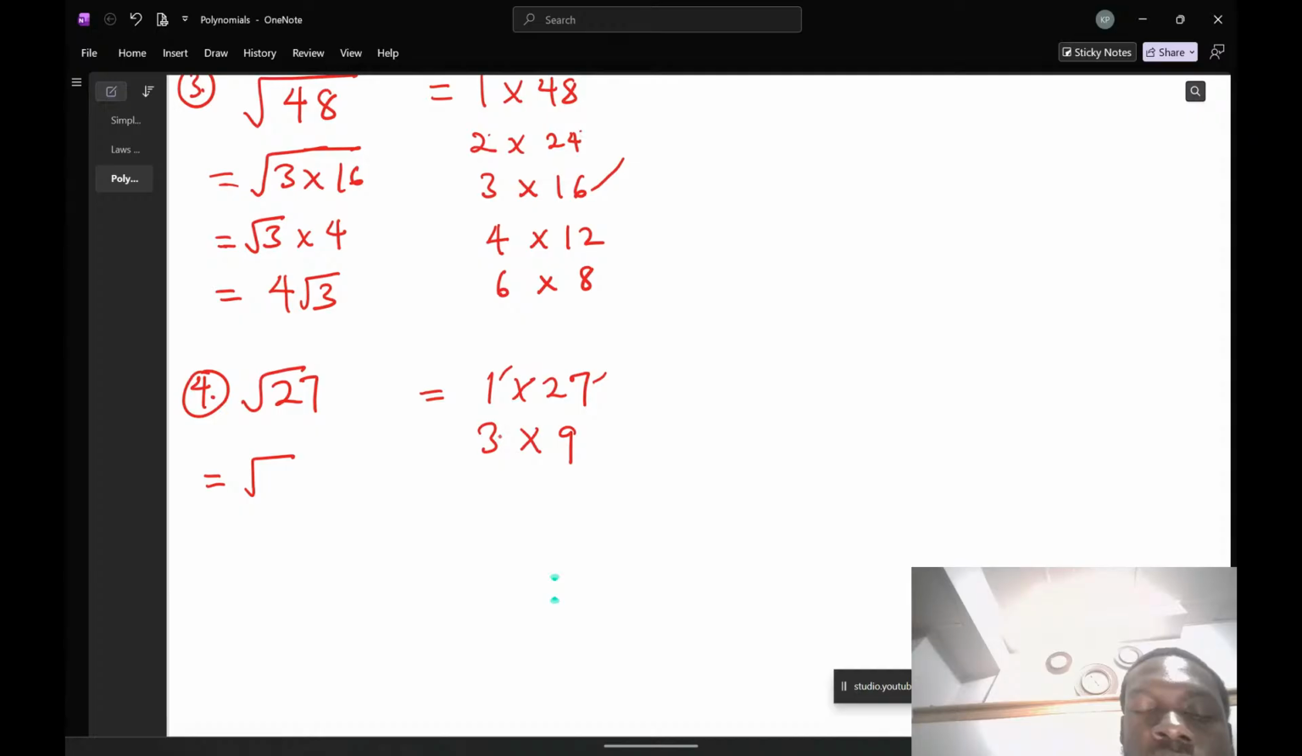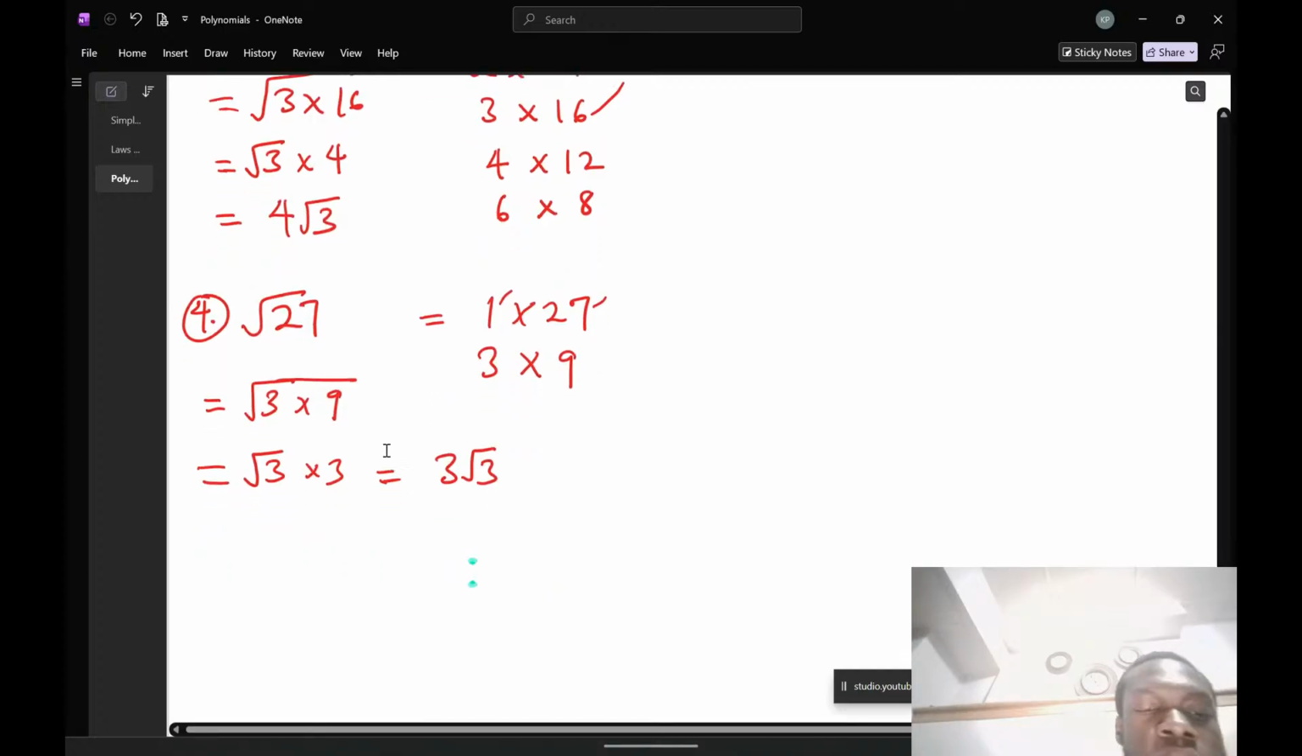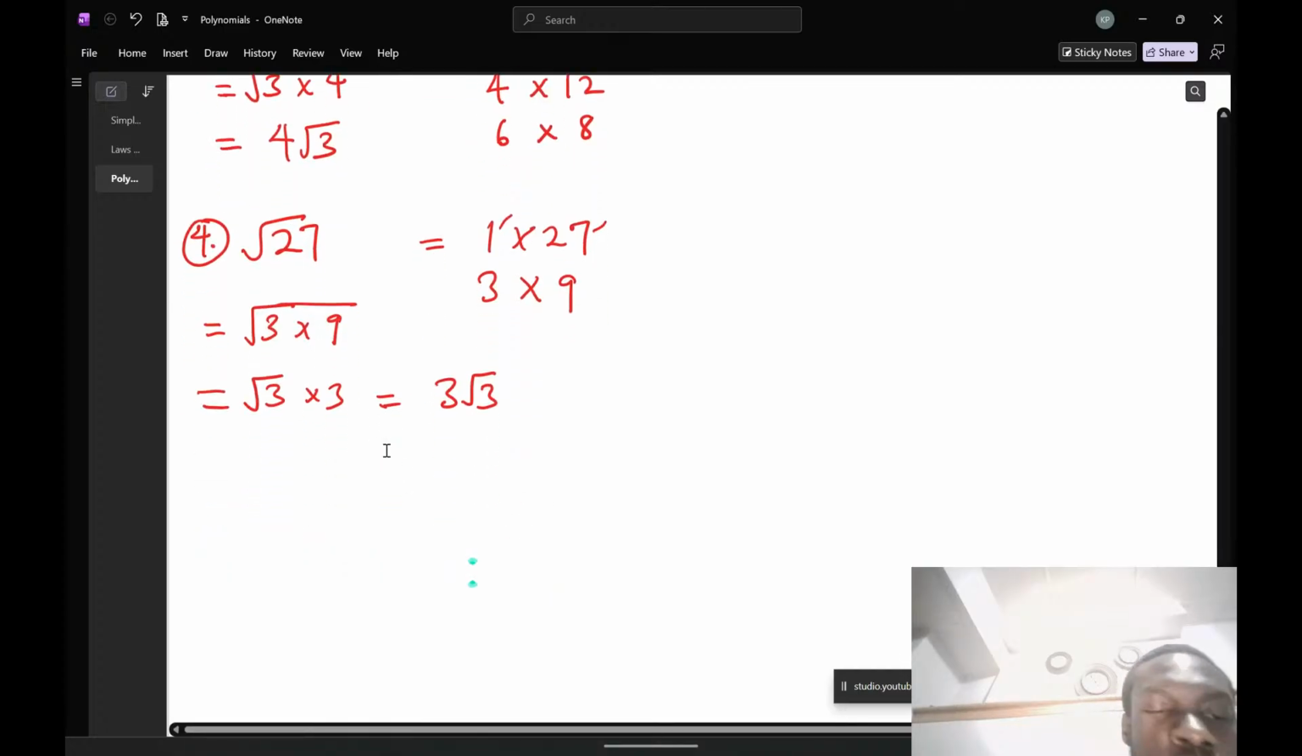So 3 does not have a perfect square root, but 9 has a perfect square root. Okay, so that will be 3 times 9. Now we don't know the square root of 3. The square root of 9 is 3. So if we write it in the proper way, it should be 3 root 3. That's how to write it in short form for root 27.